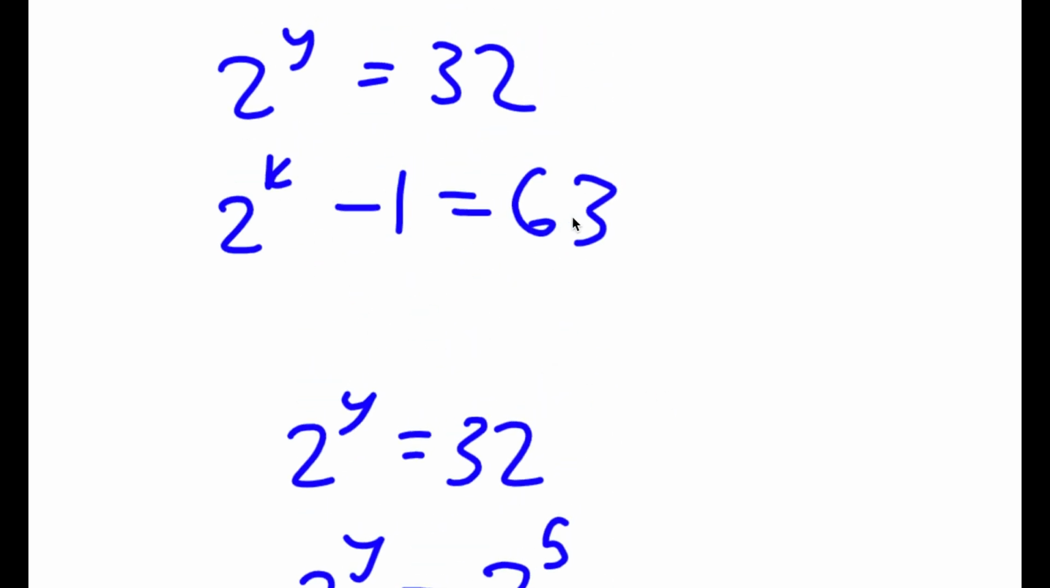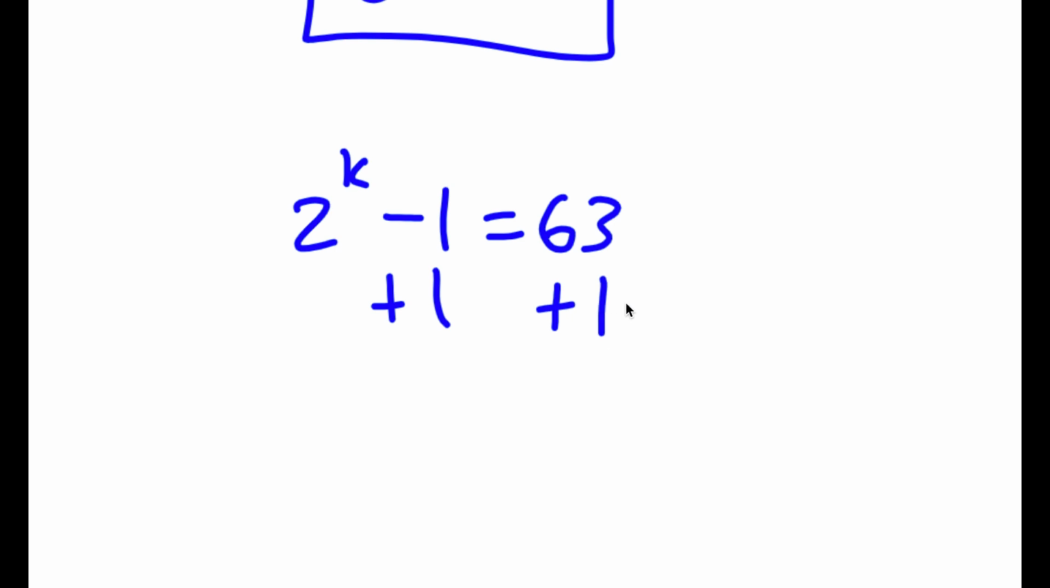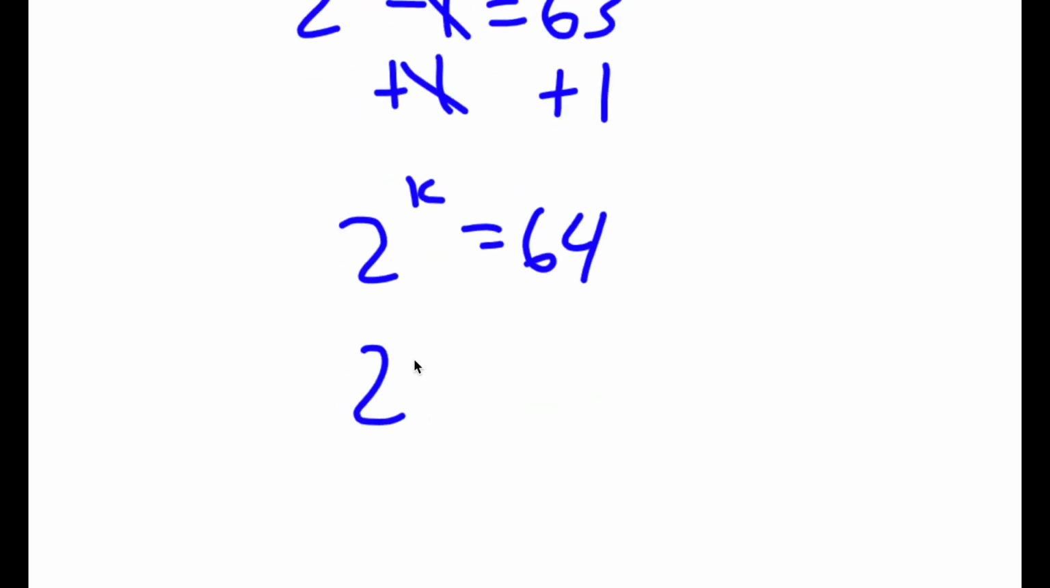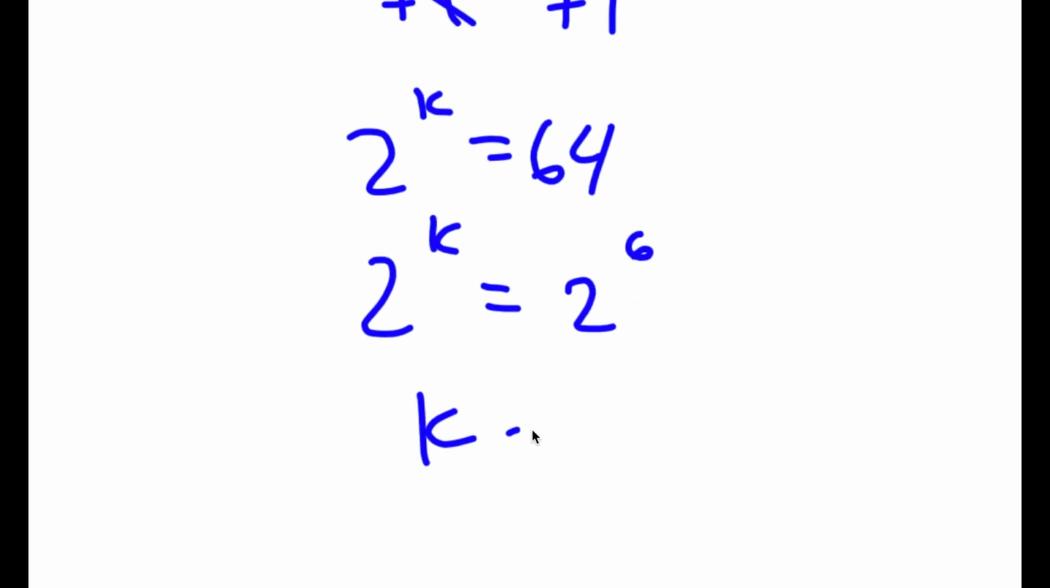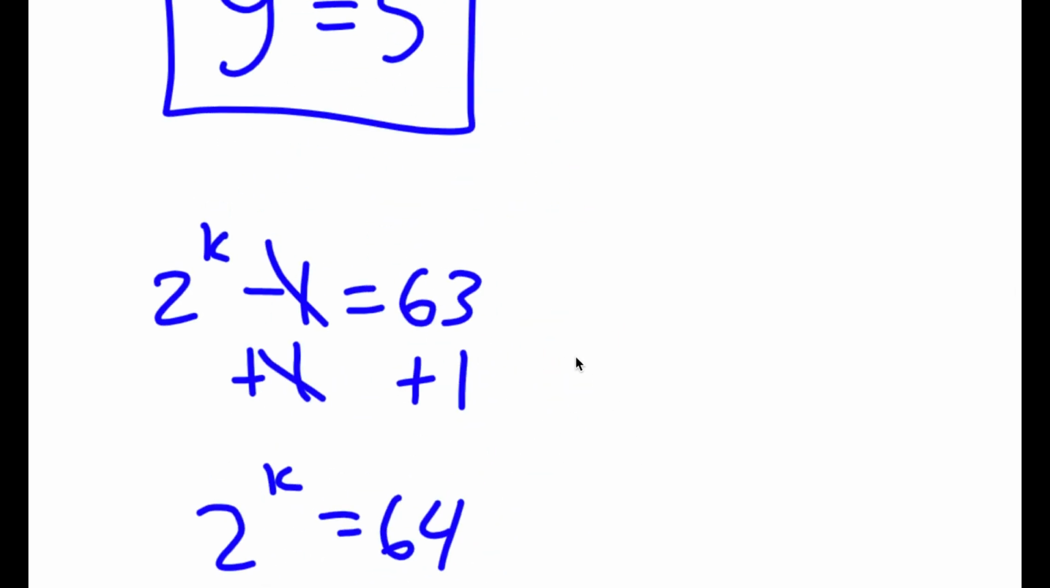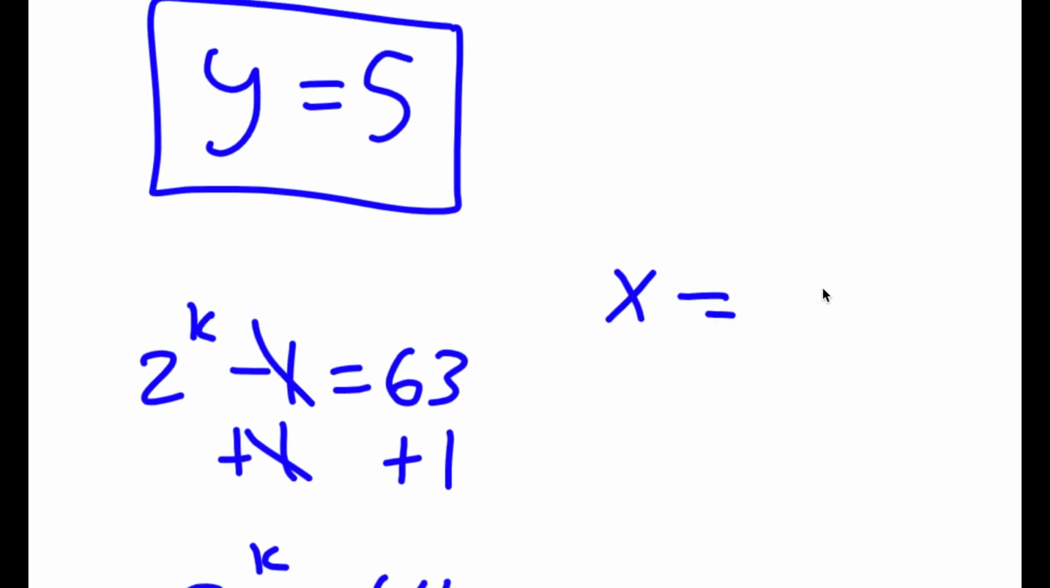Now, for 2 to the power of k minus 1 equals 63, I'm going to first start by adding 1 on both sides, so these two cancel out. So now I have 2 to the power of k is equal to 64. 64 is the same thing as 2 to the power of 6, meaning k is equal to 6. Now remember, x is equal to y plus k, so x is equal to 5 plus 6, meaning x equals 11.